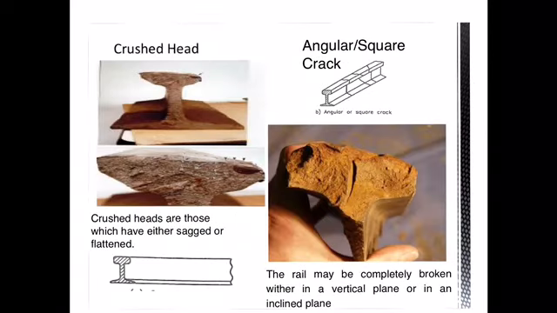So the first failure we have is the crush head. As the name indicates, your head portion gets crushed. The crushed heads are those in which we have either a sagged or a flattened head. As you can see here, the head portion gets sagged. The second failure is the angular break or the square break. You can see the rails may get completely broken either in the vertical plane or in the angular plane.